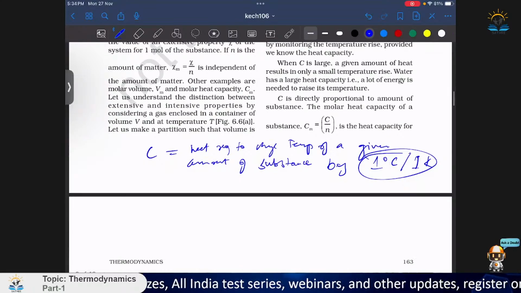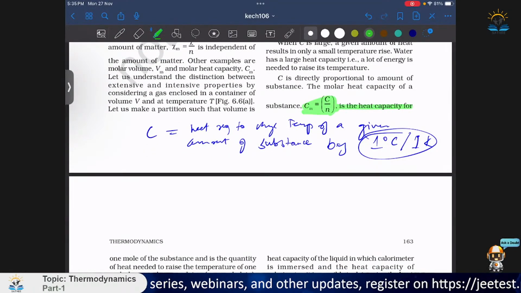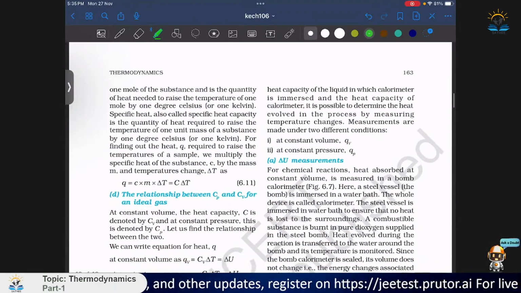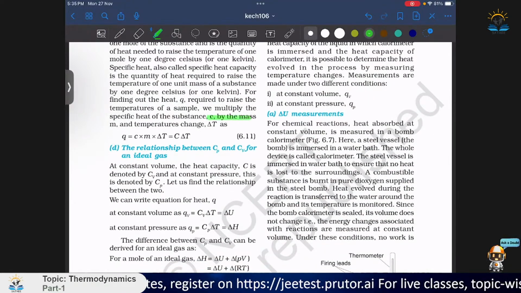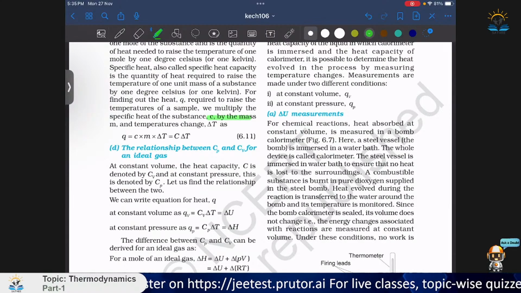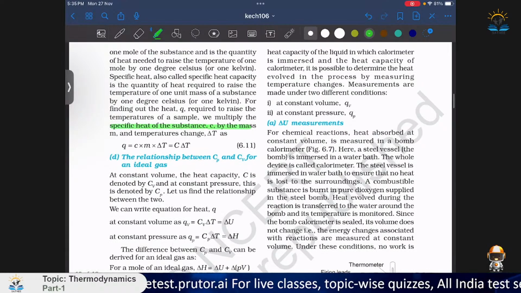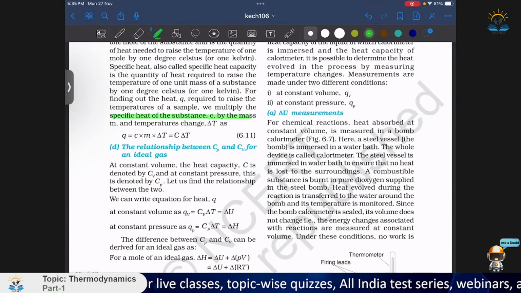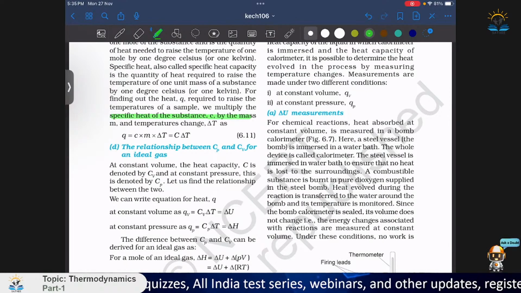If we divide the heat capacity by the number of moles, it is called the molar heat capacity. If we divide the heat capacity by the mass of the substance, it is called the small c or specific heat capacity of the substance. So molar heat capacity is the total heat capacity divided by the number of moles in the system. Specific heat capacity is the total heat capacity divided by the mass of the system.